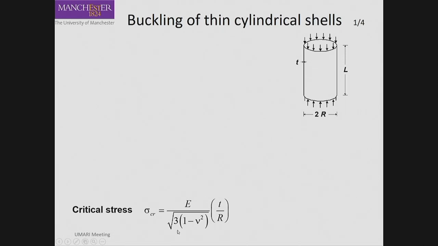So if you can concentrate on this bit, the stress should be proportional to thickness over radius. That means if you have a thinner cylinder, it takes less stress, or it's less strong in that sense under compressive loading. Similarly, if you have a bigger radius, then it will also take less stress. Because bigger radius means less stress.